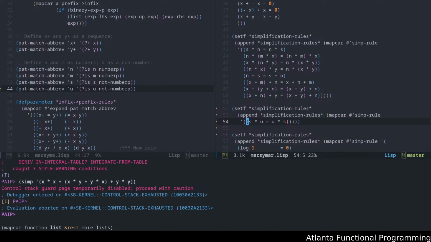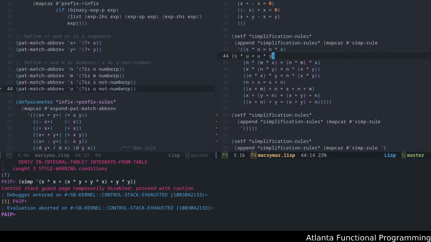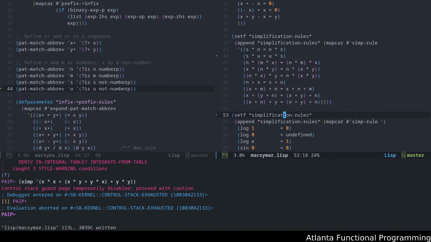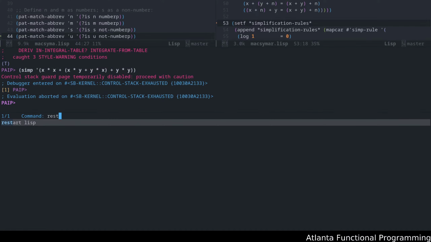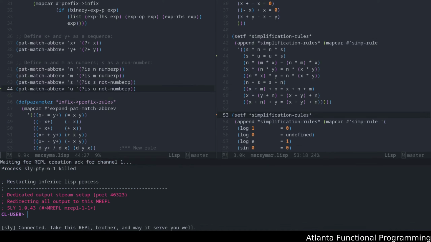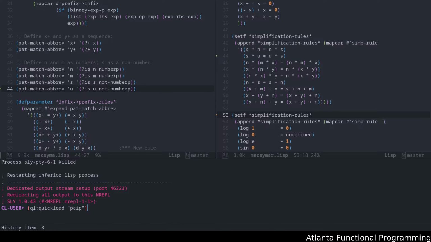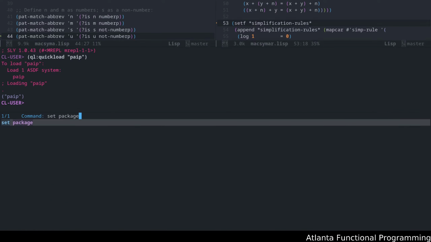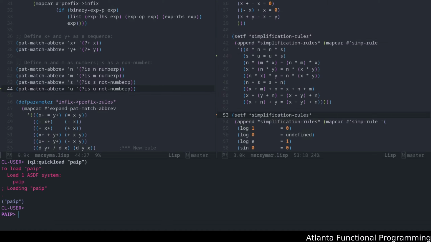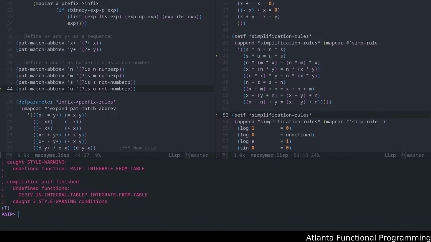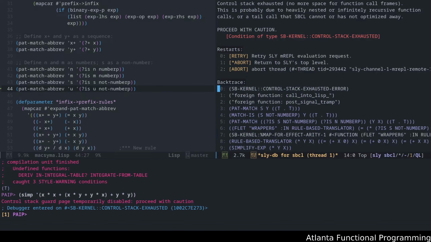That is, there's one more attempt that we could do here, and then I'll just go ahead and move on, which is here and that. Oh, wait. Okay. May have to do this one more time. Load Quicklisp, set package to PAIP, then go and load Maxima. Now let's see what happens if I do this.